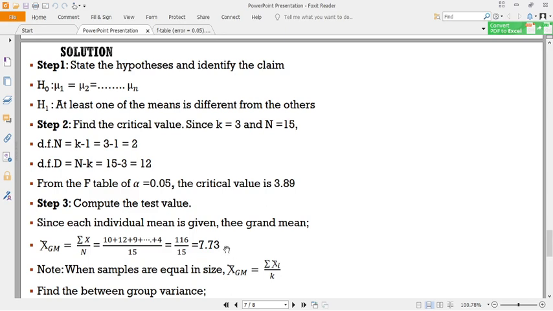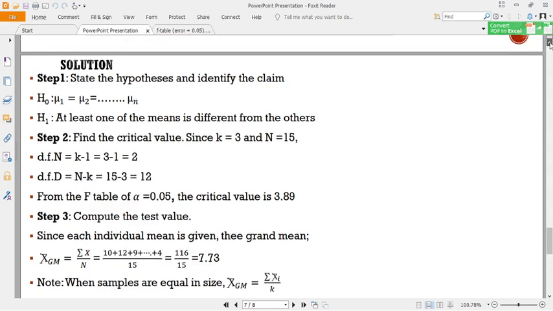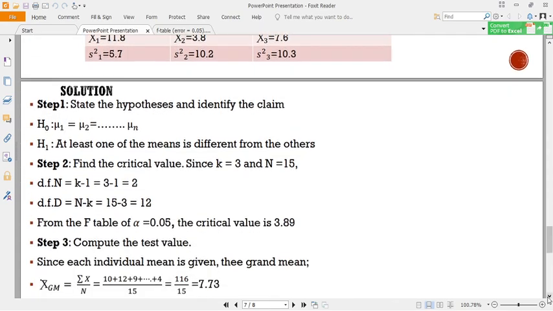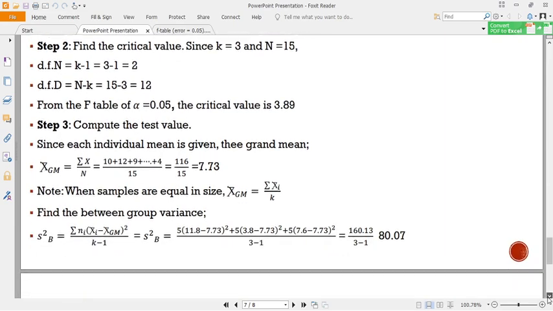However, please note that when the sample sizes are the same, when each group has the same number of elements, as in the scenario here, the grand mean can still be the summation of the different means divided by the number of groups, but that only works if the sample sizes are the same.